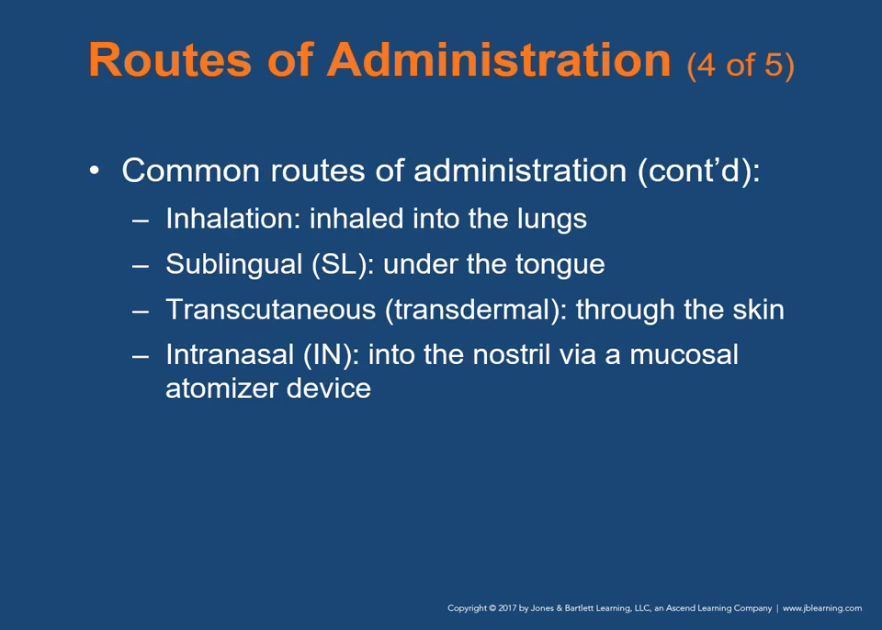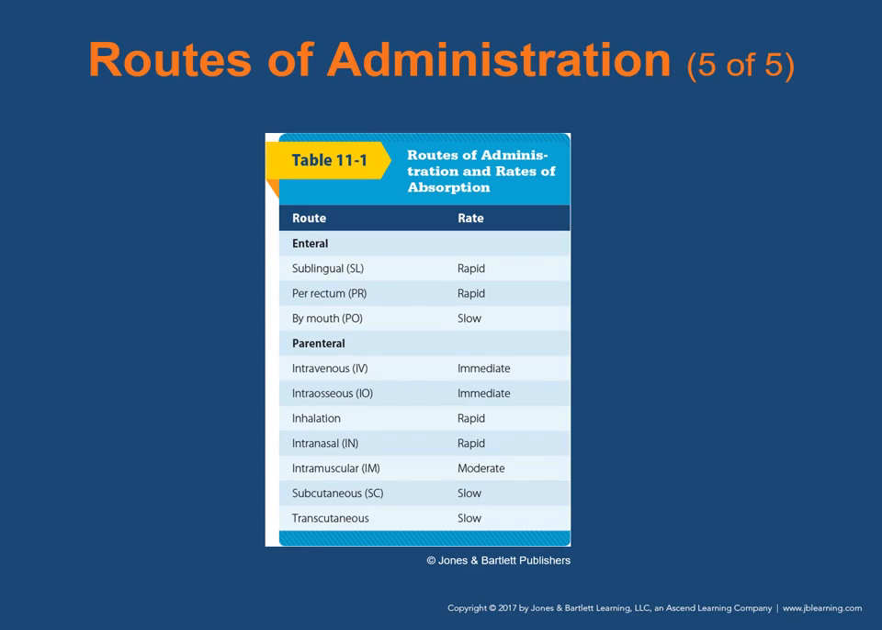Then you have transcutaneous or transdermal, which means through the skin. It's applied as a patch to the skin. It has a longer lasting effect than other routes. Some examples are the nicotine patch or nitroglycerin patch. Intranasal or IN is a relatively new format for delivery of medication. The medication is pushed through a mucosal atomizer device, or MAD, that aerosolizes the liquid for delivery into the nostril and provides quick absorption. Some examples are flu vaccine or naloxone. This table lists common routes of medication administration and rates of absorption.